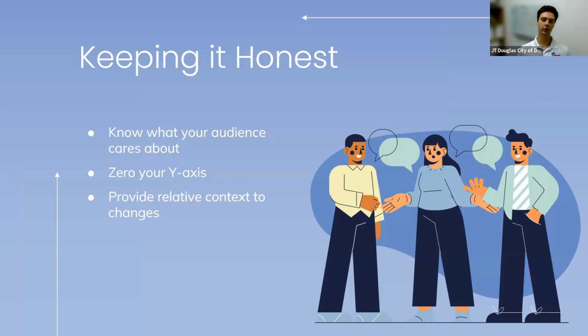Know what your audience cares about. If you're talking about finance, talk about dollars and cents. If you're talking to a group that cares about climate change and greenhouse gas emissions, tell them what the relative carbon impact is. Knowing your audience and telling that story and telling that context is incredibly important.